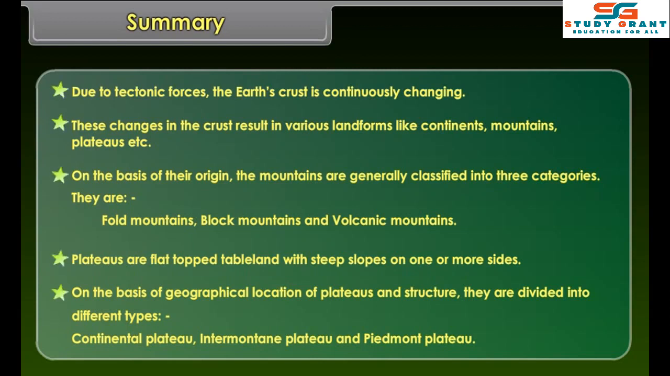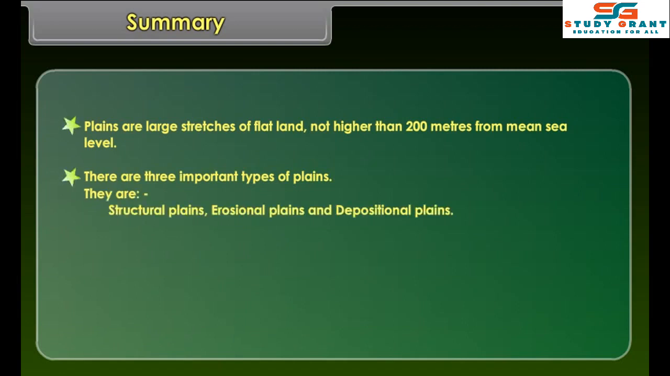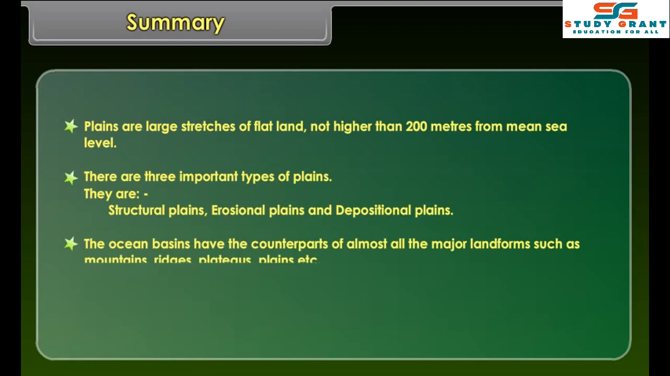Plateaus are flat-topped tablelands with steep slopes on one or more sides. On the basis of geographical location of plateaus and structure, they are divided into different types: continental plateau, intermontane plateau, and piedmont plateau. Plains are large stretches of flat land, not higher than 200 meters from mean sea level.